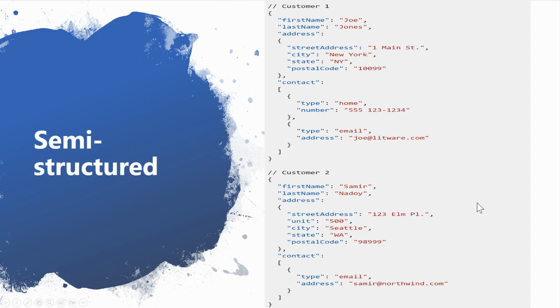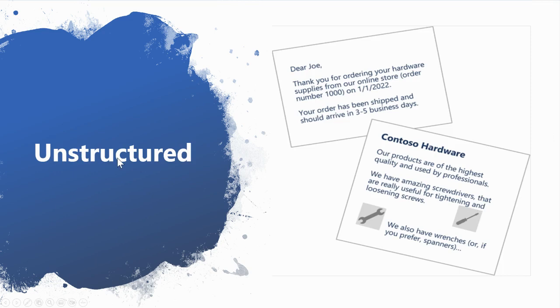Let's move on to unstructured data. In unstructured data, not all data is structured or even semi-structured. For example, document images, audio and video data, and binary files might not have a specific structure. This kind of data is referred to as unstructured data. If you see here, we have an email, and we have some description about Contoso hardware here, and there is no structure at all.